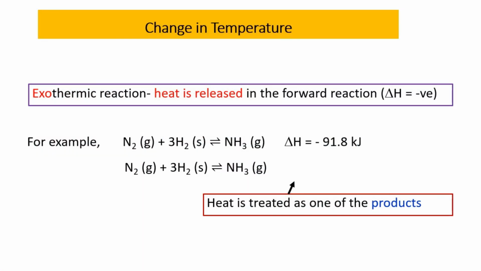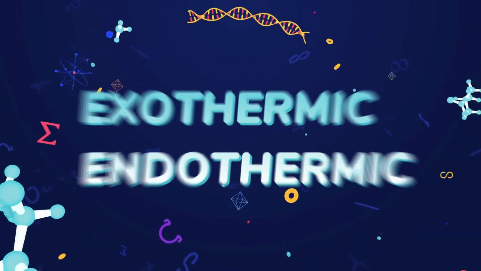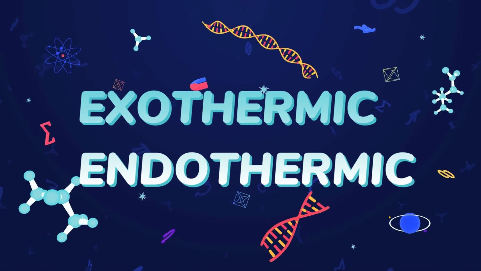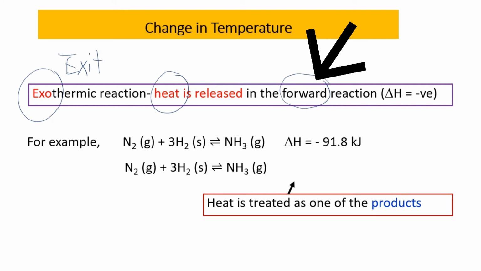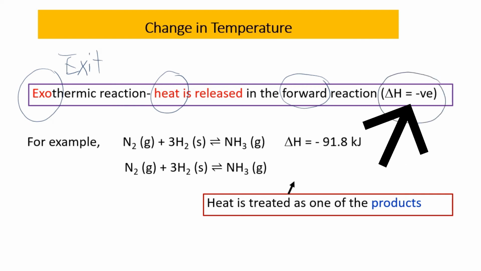Before we look at the effect of changes in temperature, we need to know the difference between an exothermic reaction and an endothermic reaction. The name exo is very similar to exit. Exit means going out, so we are talking about heat going away from the reaction, focusing on the forward reaction. How do we know that it is an exothermic reaction? We look at the delta H, the enthalpy information. If the delta H has a negative value, then it is an exothermic reaction.